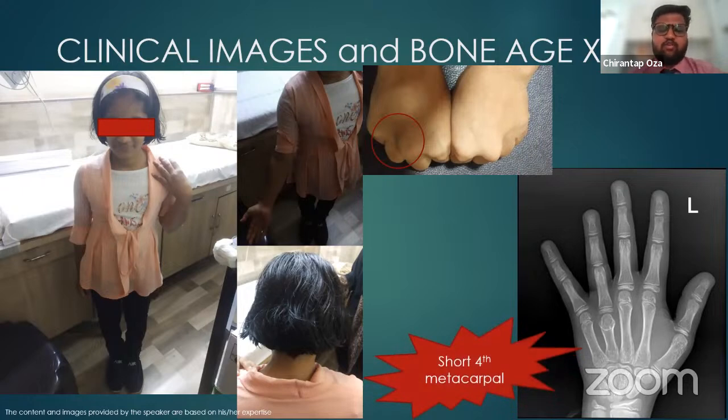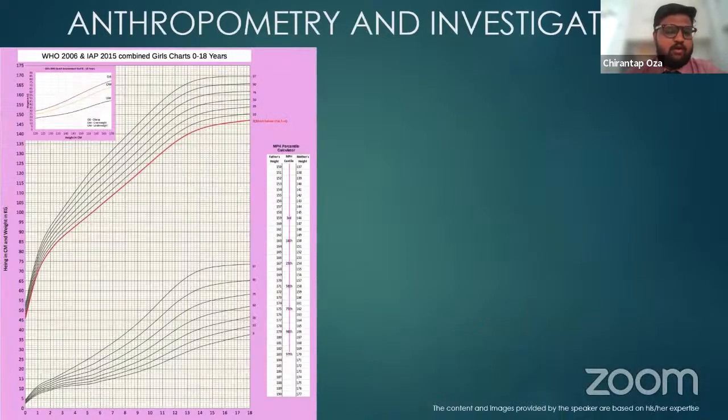So the differentials for short fourth metacarpal include Turner syndrome, SHOX gene mutation, and pseudohypoparathyroidism. Then, plotting the girl on the growth chart, we can see that at 13.5 years her height is 115 centimeters and weight is 33.7 kg. The mid-parental height came to 150 centimeters.